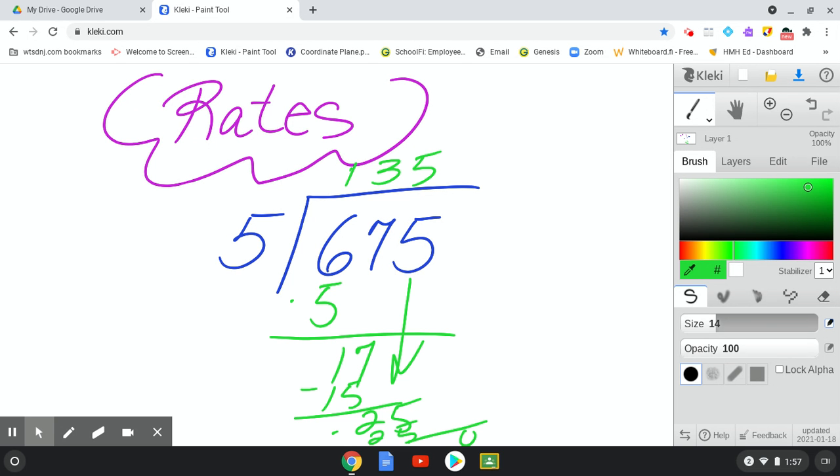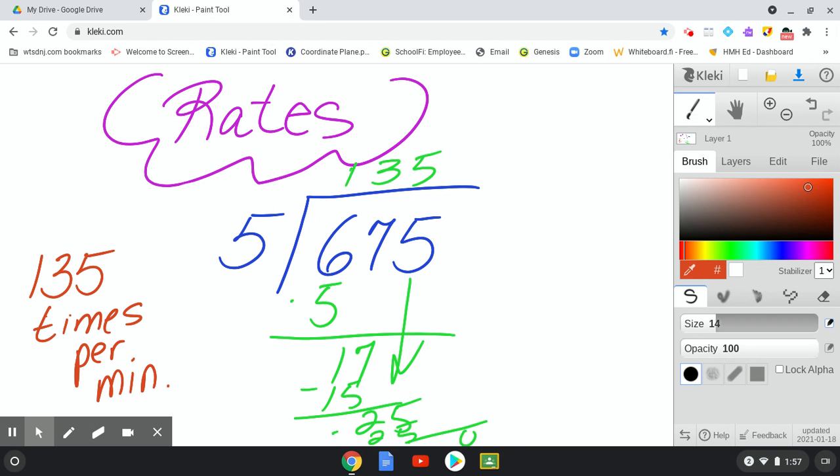Okay, so that means her heart beats 135 times per minute. So the unit would be times per minute, and you can abbreviate minute if you want to. So her heart beats 135 times per minute.